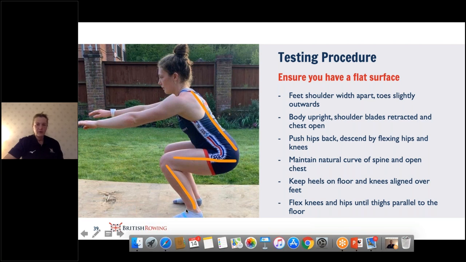Keep the heels on the floor, which is the classic one, which often people will have their heels raised up off the floor when they're squatting, and flex the knees and hips until the thighs are parallel to the floor. So, nice picture of a good squat there.